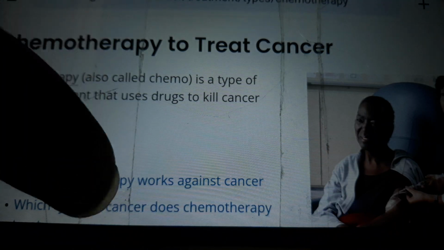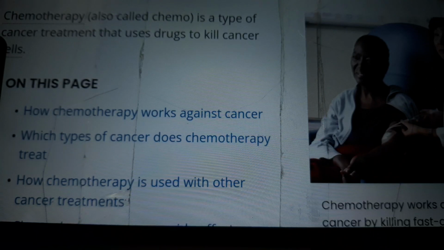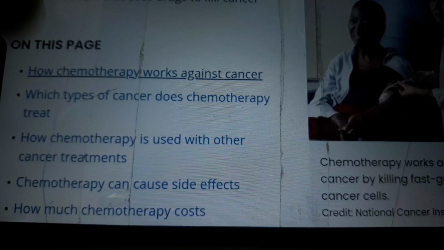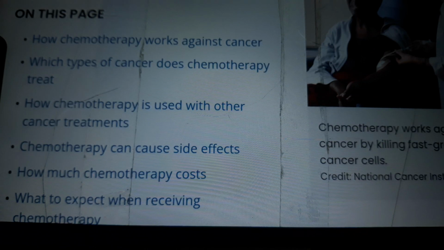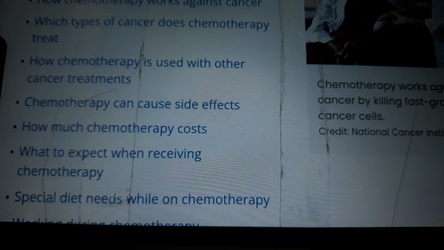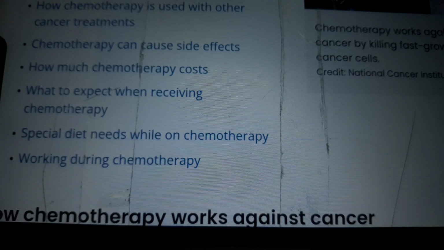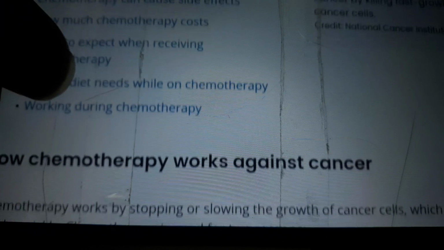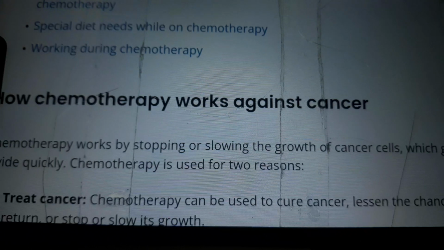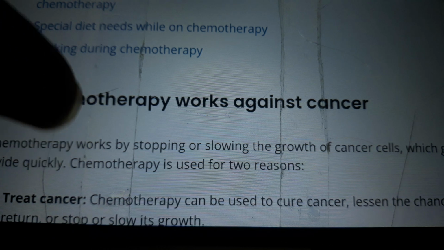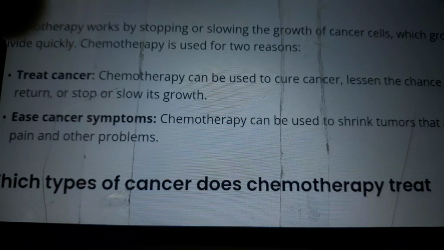Chemotherapy to treat cancer. Chemotherapy, also called chemo, is a type of cancer treatment that uses drugs to kill cancer cells. On this page, we have how chemotherapy works against cancer, which types of cancer chemotherapy treats, how chemotherapy is used with other cancer treatments, chemotherapy side effects, how much chemotherapy costs, what to expect when receiving chemotherapy, special diet needs while on chemotherapy, and working during chemotherapy.